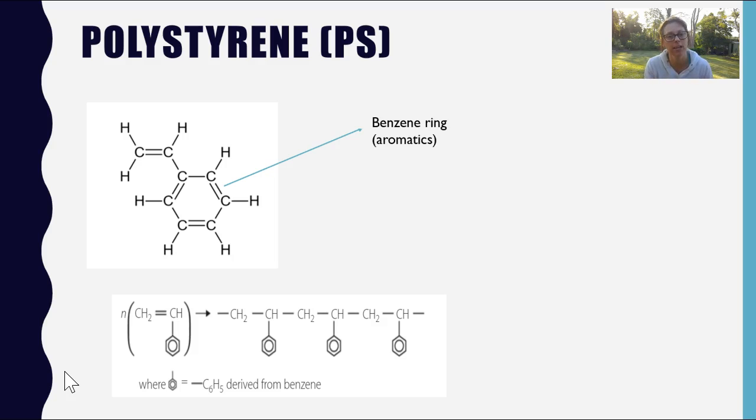So if we have a look again in our picture, we see the same repeating pattern. We've got the CH2, the CH with the bond, the CH2, the CH with the bond. And again, by breaking that double bond, we are allowing that bond to open up and have more things attached to it.